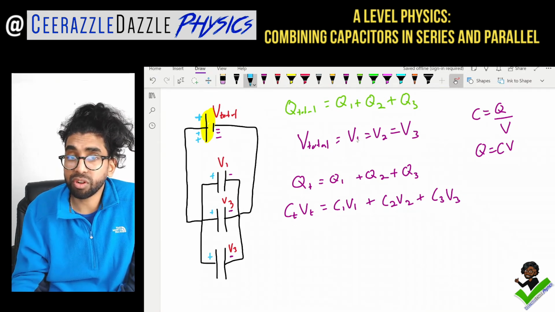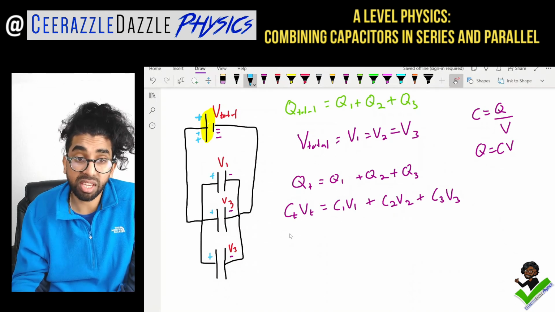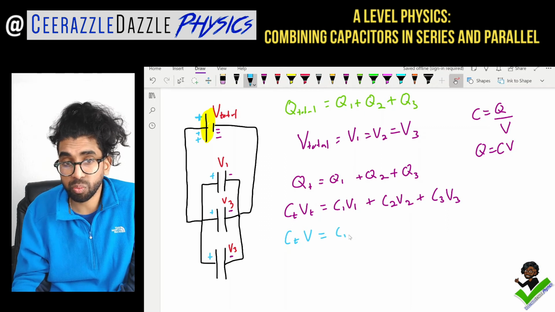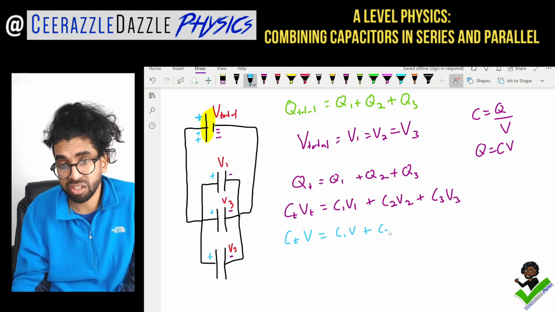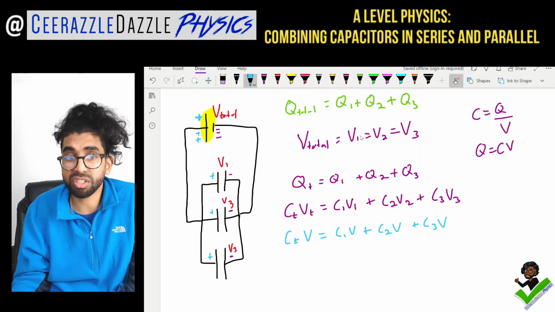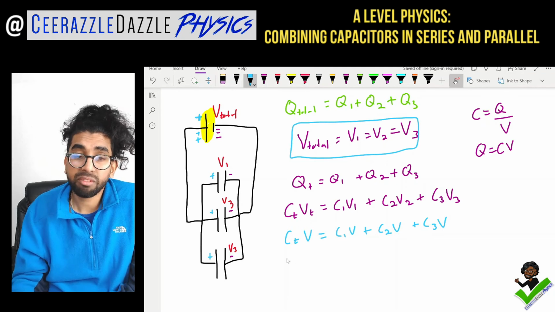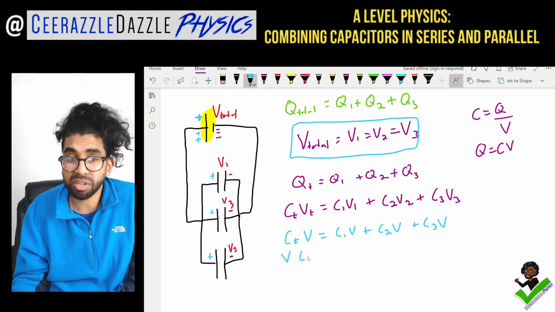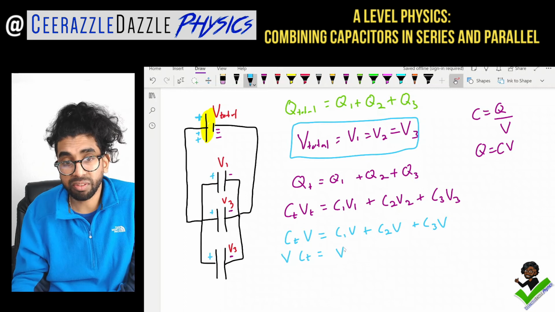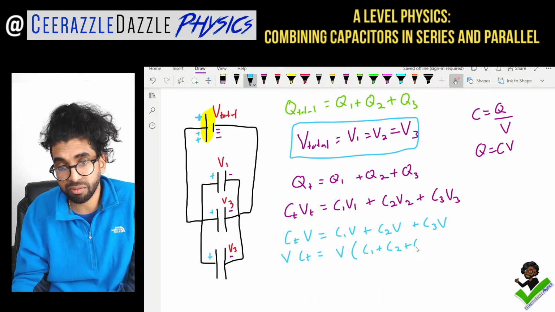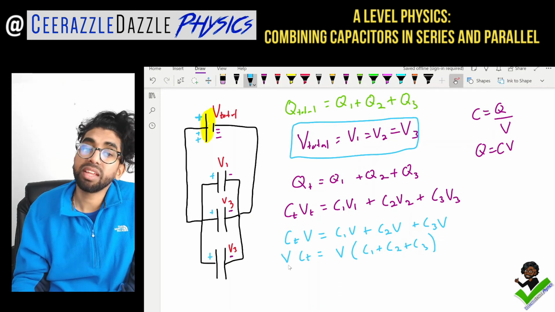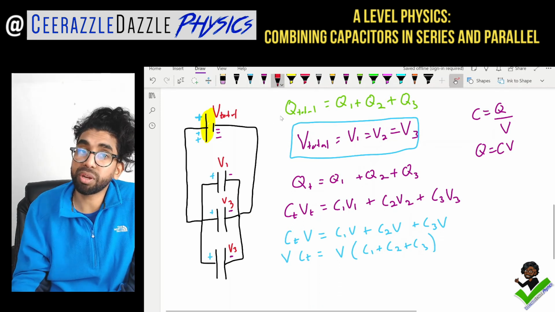Now from here, guys, we know that the voltages are the same. So we can say CTV will be equal to C1V plus C2V plus C3V, because all the voltages are the same. Look at that formula at the top. Factorize it out: V times CT is equal to V open bracket C1 plus C2 plus C3. Then we can cancel out the V's on both sides.